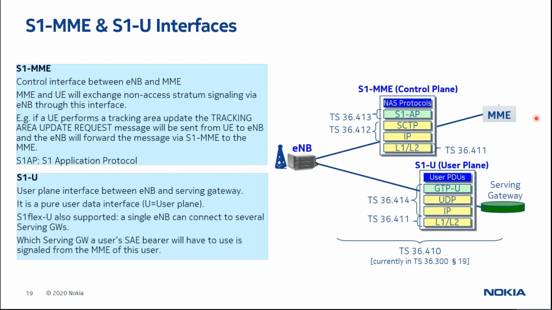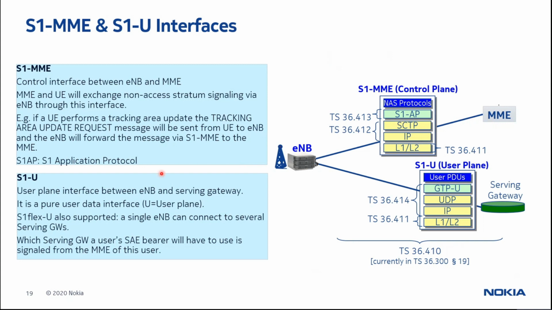This interface, for example, takes care of the tracking area update, or let's say when you move from one area to the other, that particular coverage area information is updated using this interface. Remember, this interface is not meant for carrying the user plane information or the user voice and data. It is only meant for signaling exchange between eNode B and MME.